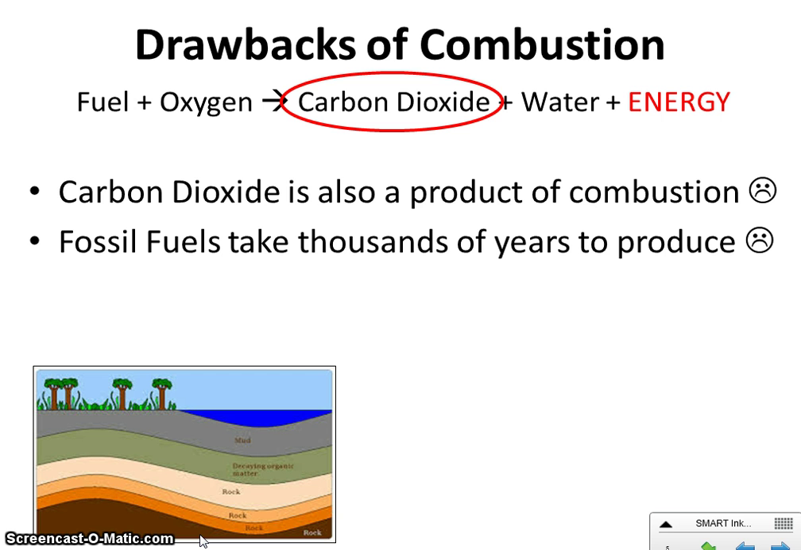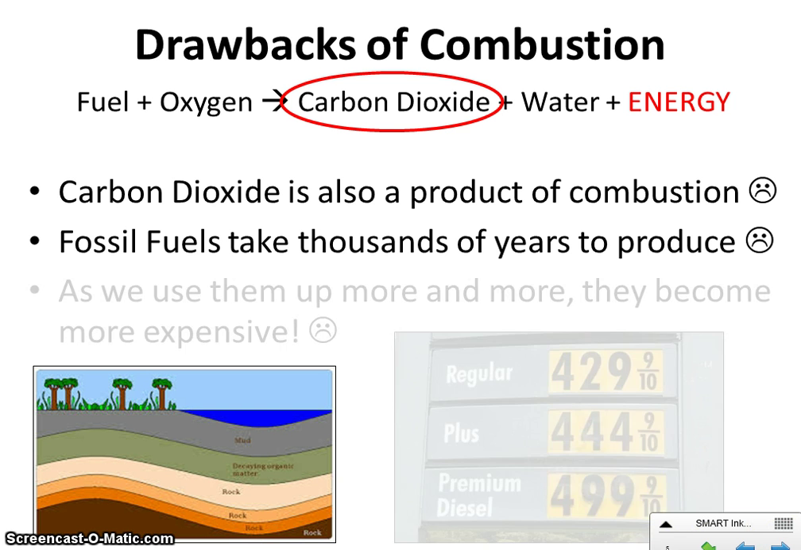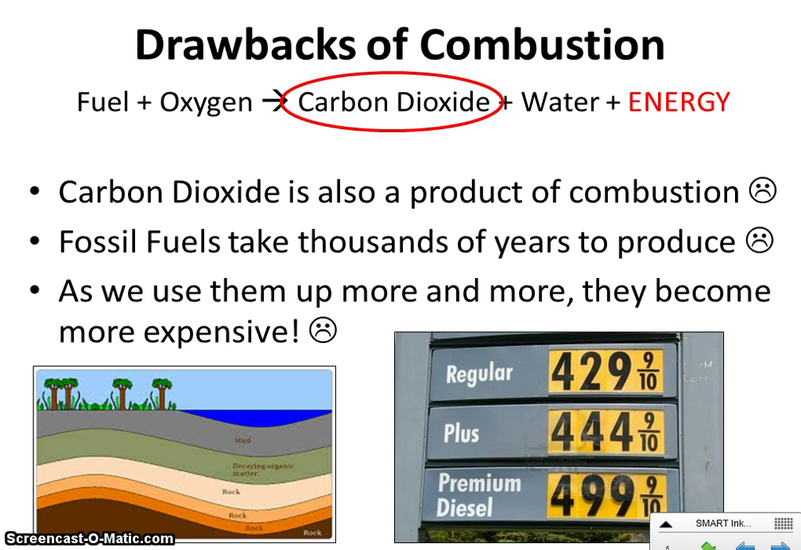Well, that wouldn't be such a big deal except that the fuel that takes thousands of years to produce, you can burn in a matter of seconds or minutes. So we're using up our fossil fuels much faster than they can be replenished on Earth. And as we use them up, they become more and more expensive. So that's another drawback. We see this with gasoline.